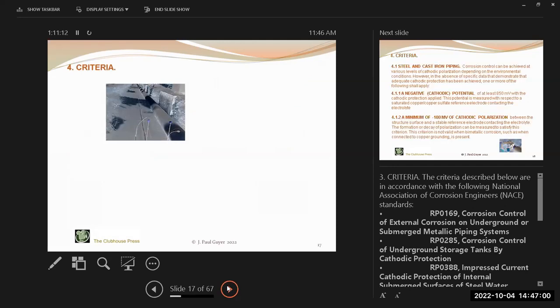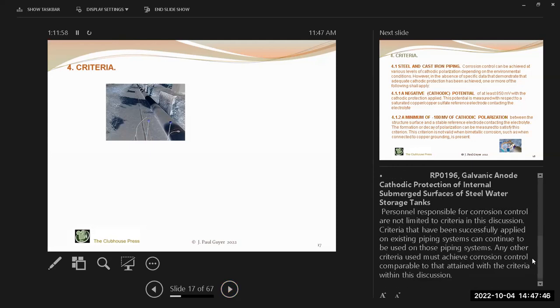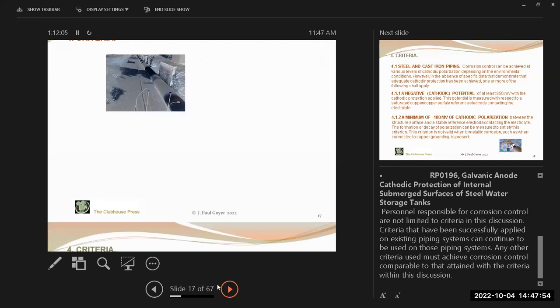Okay, the criteria that are being described in here, these all come from the technical literature produced by NACE, the National Association of Corrosion Engineers, and some of their selected publications, RP0169, corrosion control of external corrosion on underground or submerged metallic piping systems, RP0285, corrosion control of underground storage tanks by cathodic protection, and several others.